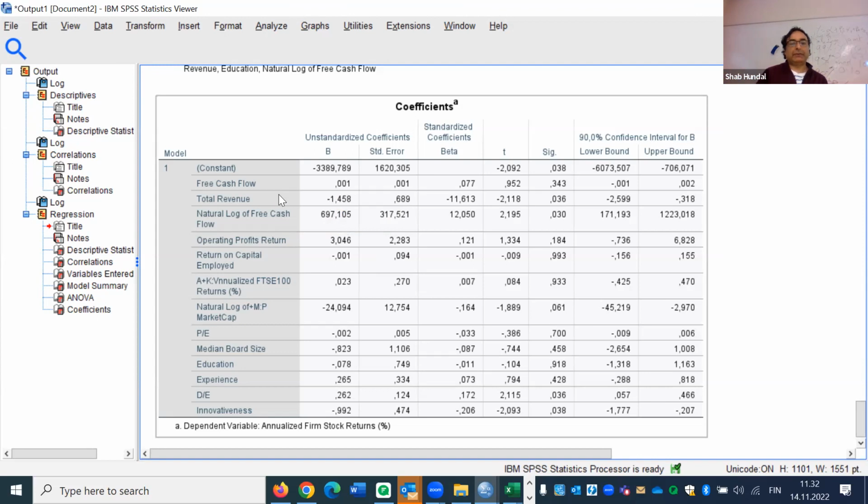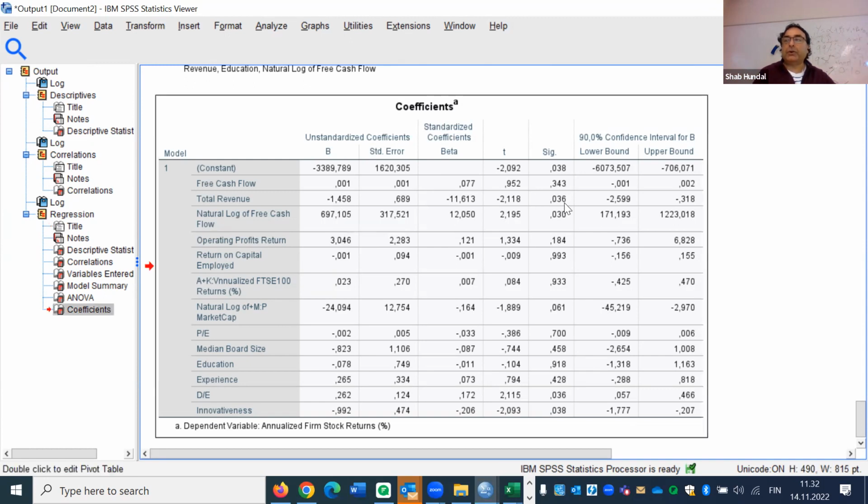Have a look at this total revenue. The sign is, what does it mean? It means that those companies whose total revenue is increasing, their firm stock return is going down. So those companies who are doing good in accounting performance, their market performance is bad. But are you sure this is an acceptable finding? Look at the significance level. 3.6%. Accepted or not accepted? Accepted. Very good. Congratulations.